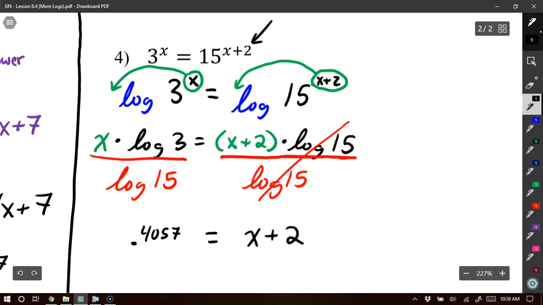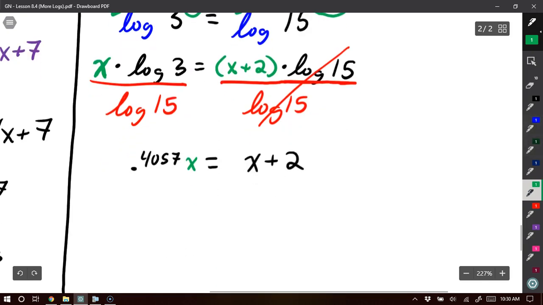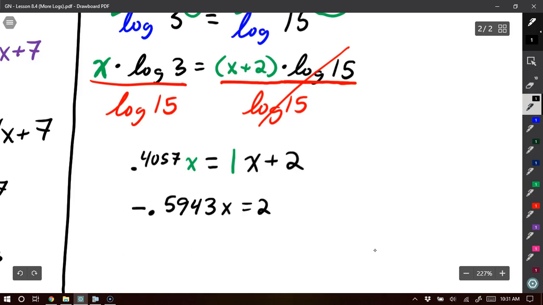0.4057. Now be very careful because you do have this x here. So it's 0.4057x. And if you need help, you can put a 1 here to show us on it. 0.4057x. I have a 1x on the other side, so I'm going to subtract it. So I'm going to get negative 0.5943x equals 2. When I take 2 and divide by that negative 0.5943, I'm going to get negative 3.3653.